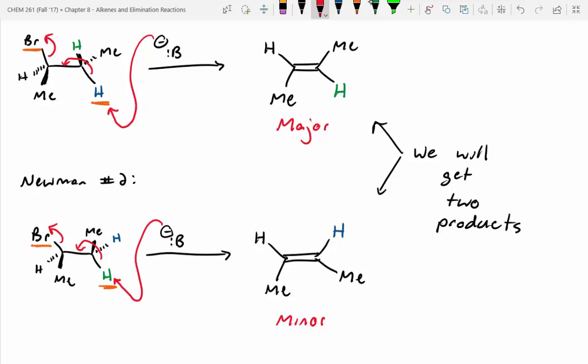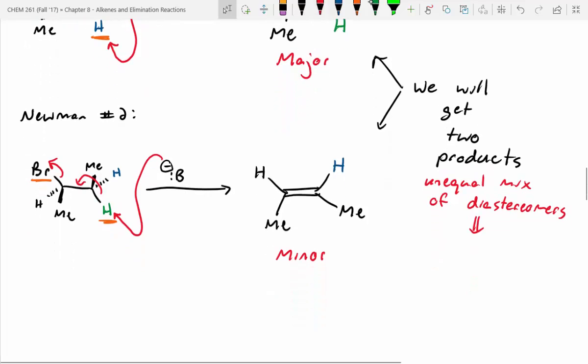All right, so now going back to our terminology questions. If we're getting two different products, is this going to be selective or specific? Selective. Is this going to be regioselective or stereoselective? So how are these related to one another? Exact same connectivity, right? We have a methyl group coming off of each side of an alkene, but different 3D layout. What would we call that? Diastereomers. So let's make a note of that. Get an unequal mix of diastereomers. So will this be stereospecific, stereoselective, or regioselective? Stereoselective.